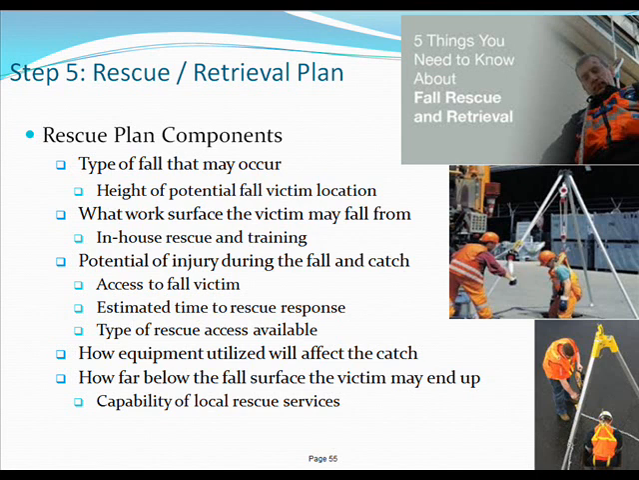If your company or project is not in a major metropolitan area or not serviced by a volunteer fire department with fall rescue training, you may have to provide means of self-rescue or work-assisted rescue. Do not assume the local emergency services will be available or capable of effecting a successful rescue of a suspended fall victim.